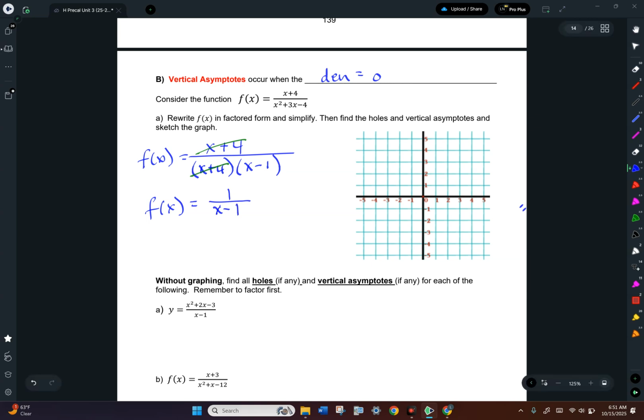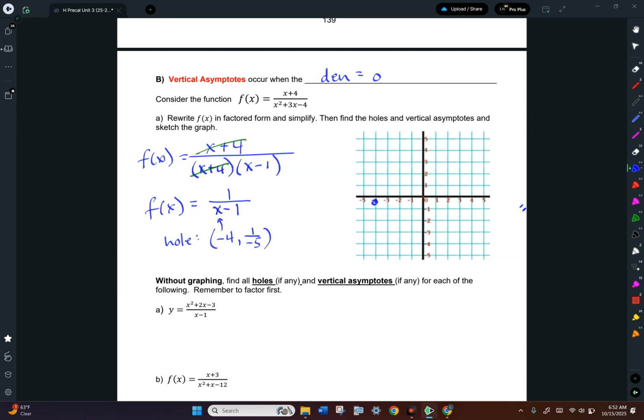Okay, so like we started to say, yes, there's a hole. The factor that canceled was x plus 4. So the hole is at negative 4. Remember, it's whatever makes that be 0. How do I know what the y value is? Well, plug that negative 4 in for x into your simplified version of the equation. If I do that, I'm going to have y is 1 over negative 5. So that means the hole is at negative 4, negative 1/5. So right down here is my hole.